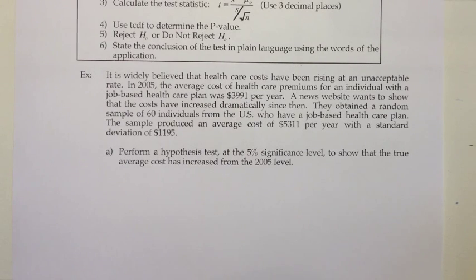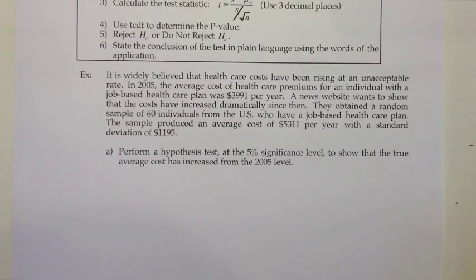It's widely believed that healthcare costs have been rising at an unacceptable rate. In 2005, the average cost of healthcare premiums for an individual with a job-based healthcare plan was $3,991 per year. A news website wants to show that the cost has increased dramatically since then. They obtained a random sample of 60 individuals from the U.S. who have a job-based healthcare plan, and the sample produced an average cost of $5,311 per year with a standard deviation of 1195. They want us to perform a hypothesis test at the 5% significance level to try and show that the true average cost has increased from the 2005 level.